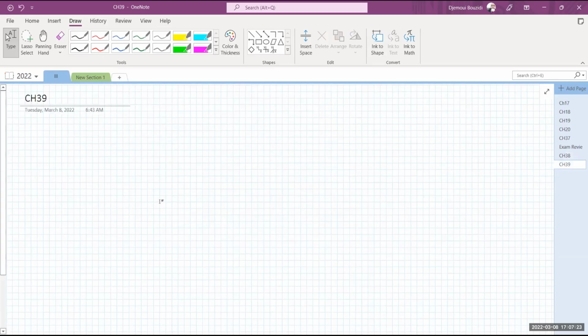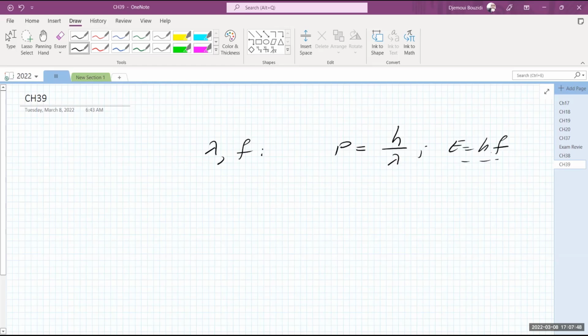So again, this is where we are right now from chapter 38. Waves that have a specific lambda, a specific frequency, have momenta that is basically h over lambda. So this is a momentum, as if it has a mass times velocity for a wave. And also energy that is equal to hf.